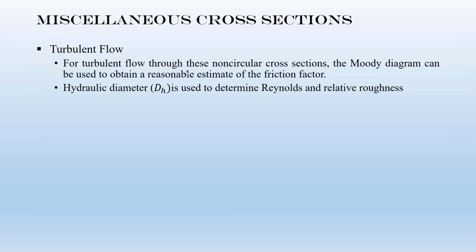For turbulent flow, guys, you can calculate the Reynolds number by using the hydraulic diameter. So to calculate the Reynolds number, you need to use the hydraulic diameter. And what's the definition of the hydraulic diameter? Again, four times the cross-sectional area over the wetted perimeter. And then you can use either Moody's diagram or a correlation to find the friction factor for non-circular ducts.